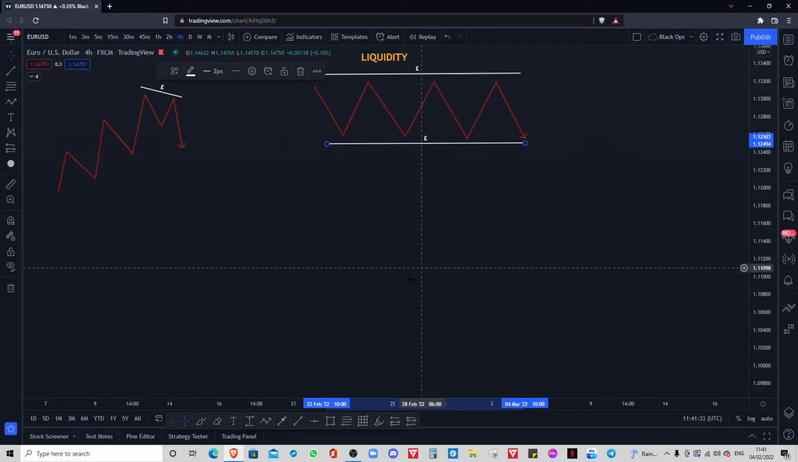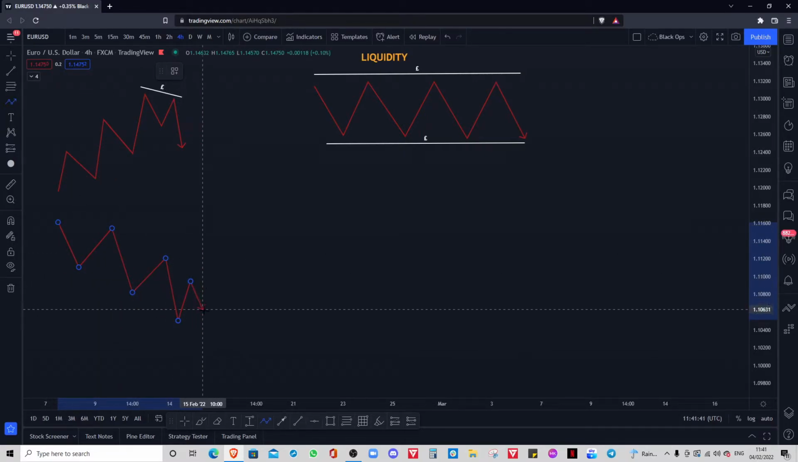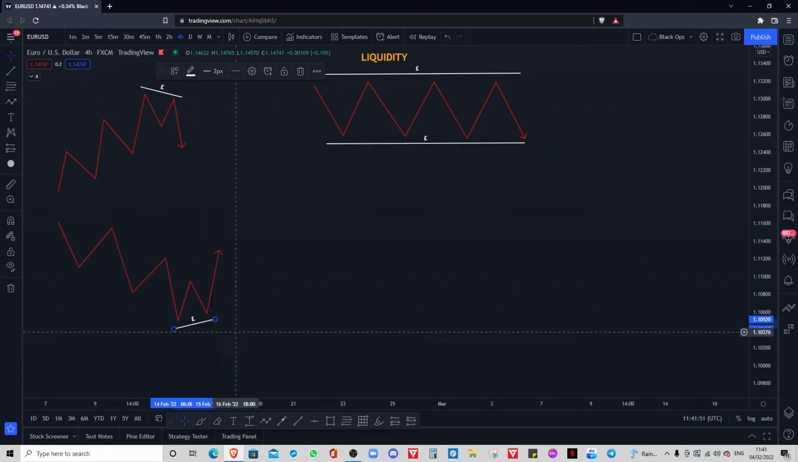Now our third example is basically similar to the example above here. It is the bearish case, so where you get a bearish equals. So it's like this, there's our equals, and there's our liquidity pool stuck below.